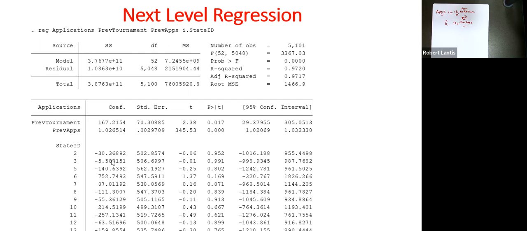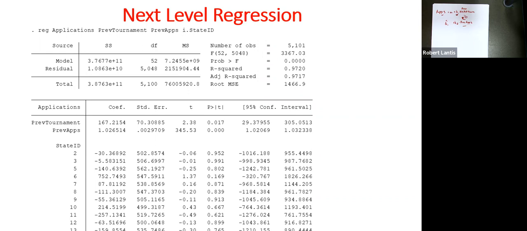So now I can say two universities in the same state, same number of previous applications, but one of them makes the tournament, the other didn't. The expected or predicted change in my Y variable of applications would be about 167 additional students. And it's significant at what levels? My p-value is 0.017. So I can reject the null, which is that there's no relationship, at what levels here? It's 0.017, less than an alpha of 0.1. Yeah. So I can reject the null at the 10% significance level or with 90% confidence.